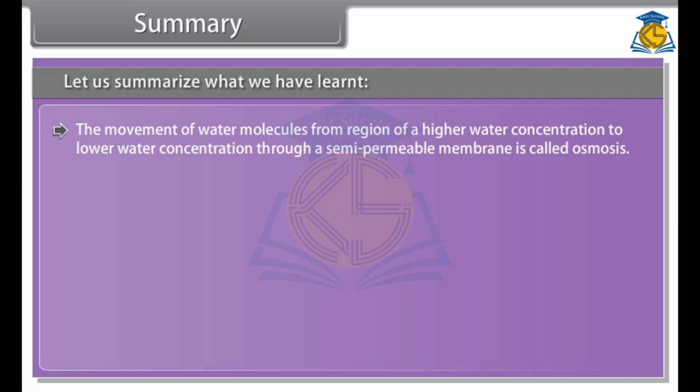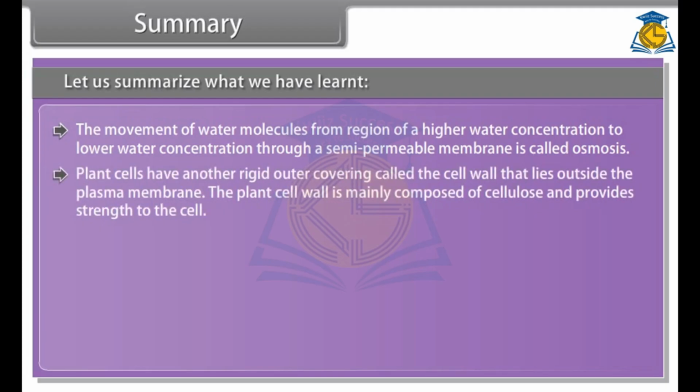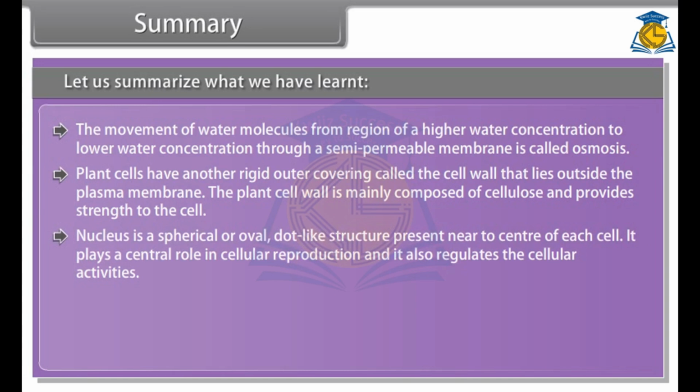is called osmosis. Plant cells have another rigid outer covering called the cell wall that lies outside the plasma membrane. The plant cell wall is mainly composed of cellulose and provides strength to the cell. Nucleus is a spherical or oval, dot-like structure present near to the center of each cell. It plays a central role in cellular reproduction, and it also regulates the cellular activities.